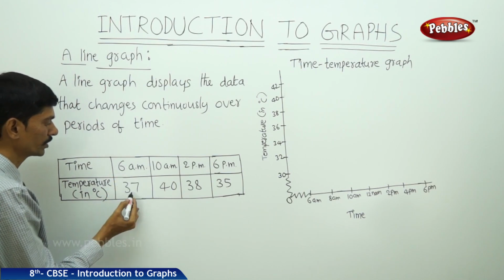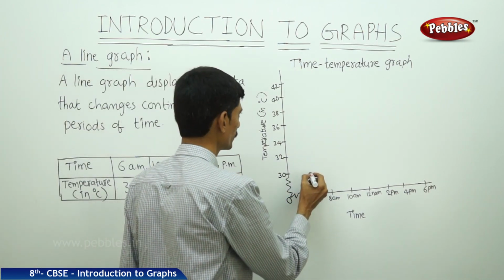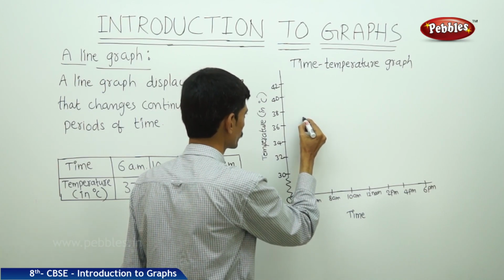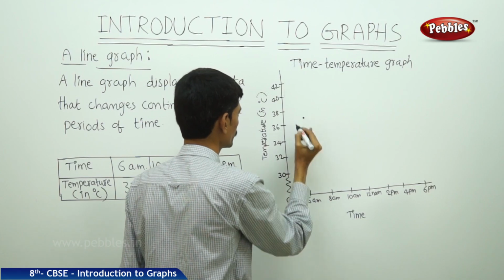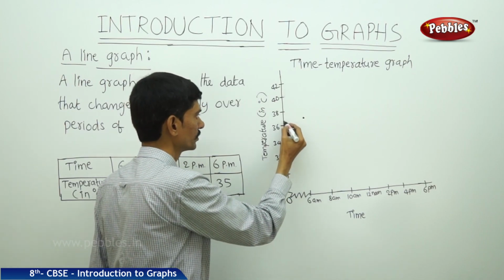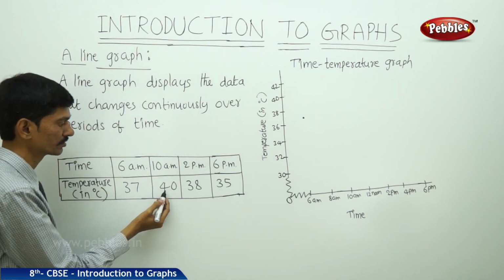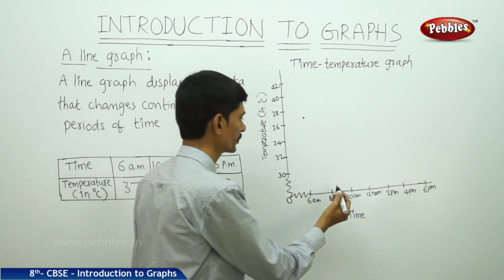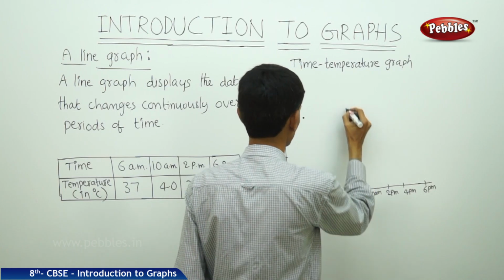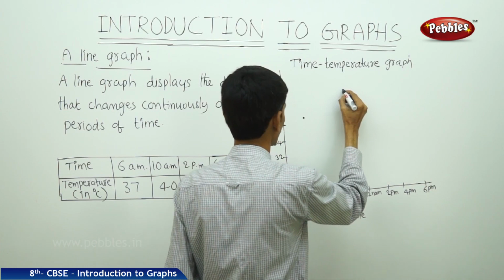So at 6 am her body temperature is recorded as 37 degrees centigrade. So this point represents her body temperature at 6 am. Means 37 degrees centigrade, between 36 and 38. Then at 10 am her body temperature is 40 degrees centigrade. So let us represent her body temperature at 10 am. So it is 40 degrees centigrade. So this is her body temperature at 10 am.